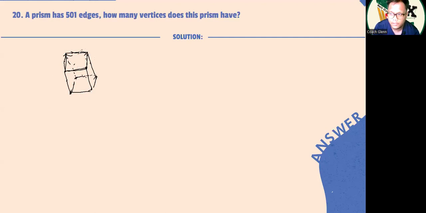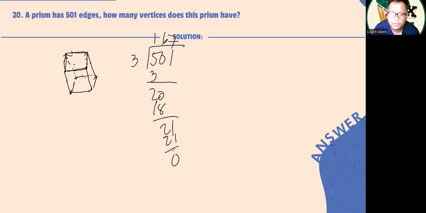So basically, it's just the number of edges from above divided by 3, okay? So first, we need to do 501 divided by 3. So that's equal to 5 divided by 3 is 1. 1 times 3 is 3. 20. 20 divided by 3, that's 6. 6 times 3 is 18, so we have 21. 7 times 3 is 21, so 0.